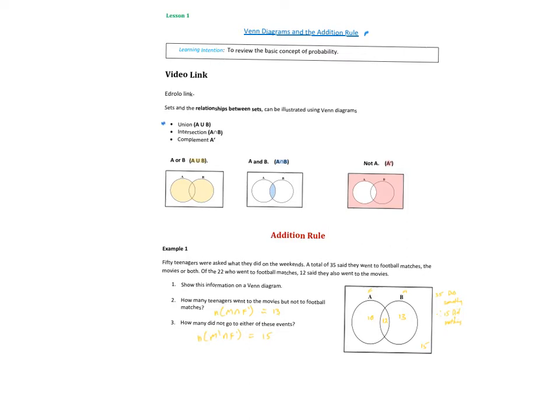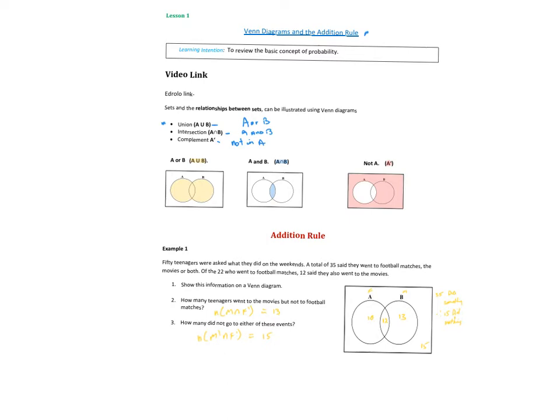First little definition here is the union, A union B. A union B means it's in A or B. So it can be one or the other, all right? The intersection, A and B, has to be in both. The complement, which we call A dash, means not in A, all right?